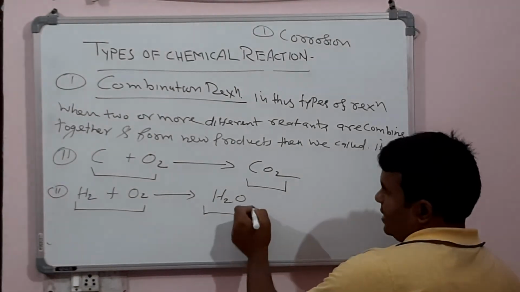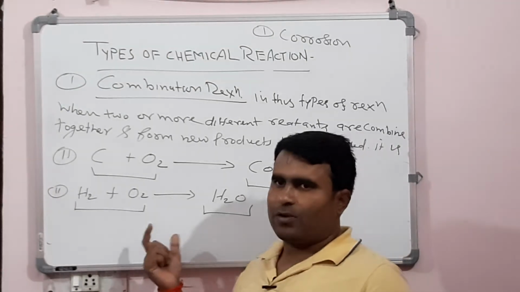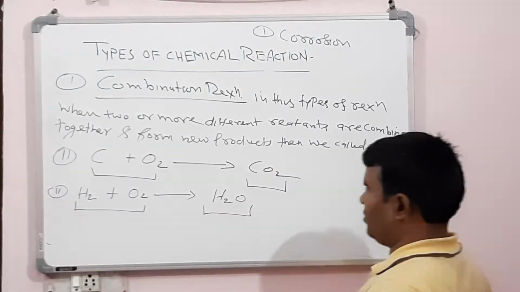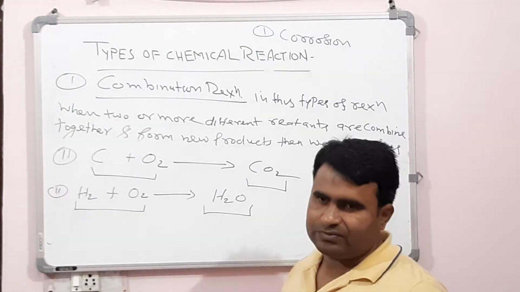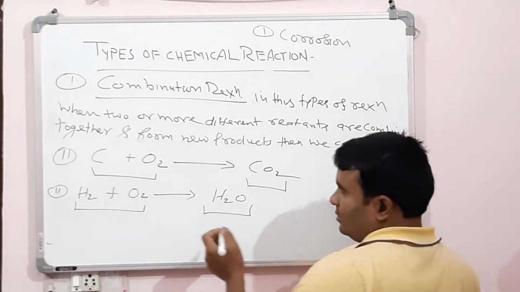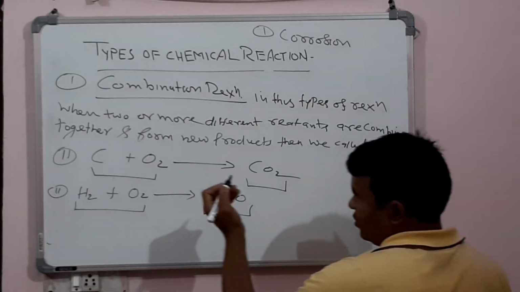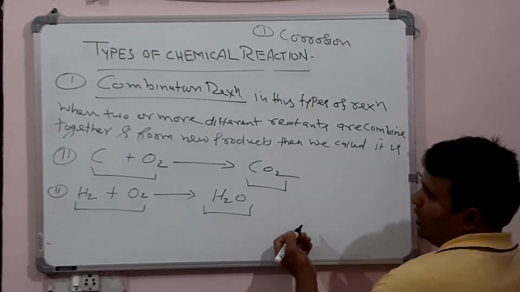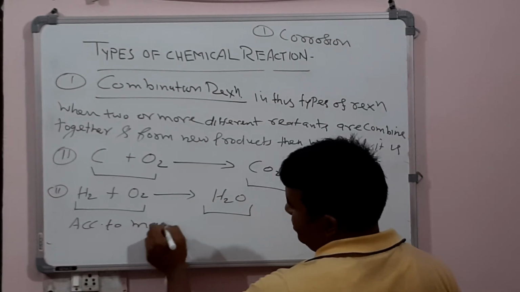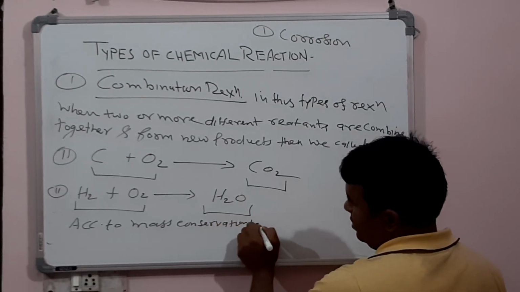that when we react different types of reactants on the reactant side and obtain products on the product side, we always keep in mind our reactions should follow the law of conservation of mass. What is the mass conservation law? Mass conservation law says that mass of reactant should be equal to mass of product according to mass conservation law.